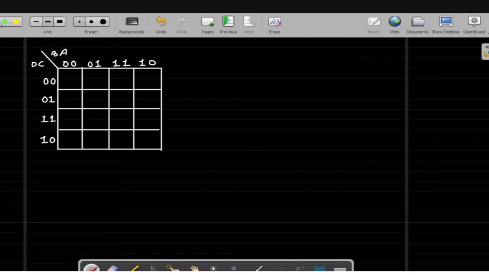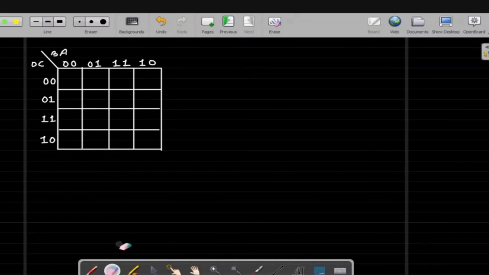You can also write it like this. If you write this as, you can write this as B bar, because we are using the min-term map. So this is B bar A bar, this is B bar A, this is B A, and this is B A bar.